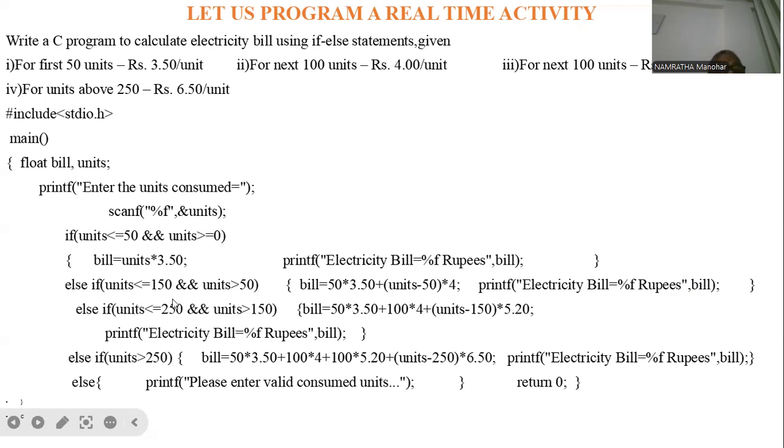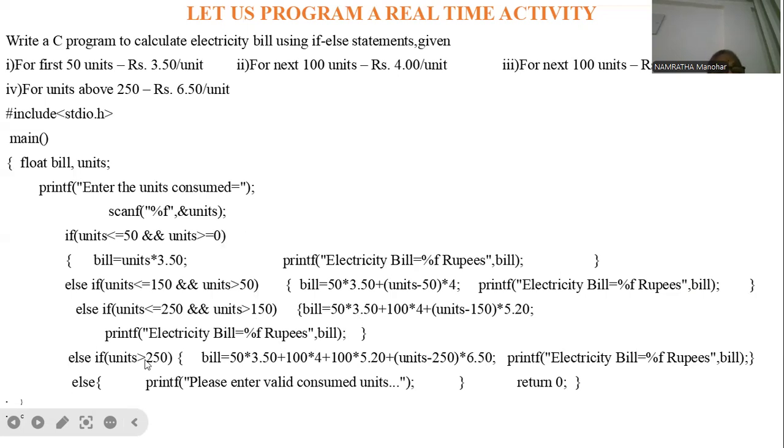Now, if it is beyond 150, then if it is less than or equal to 250 and units greater than 150, bill is equal to first 50 units ₹3.50 plus 100 into 4, because beyond 50, 100 units, it is ₹4. So plus units minus 150 into ₹5.20. Then it will compute the total bill and display the bill.